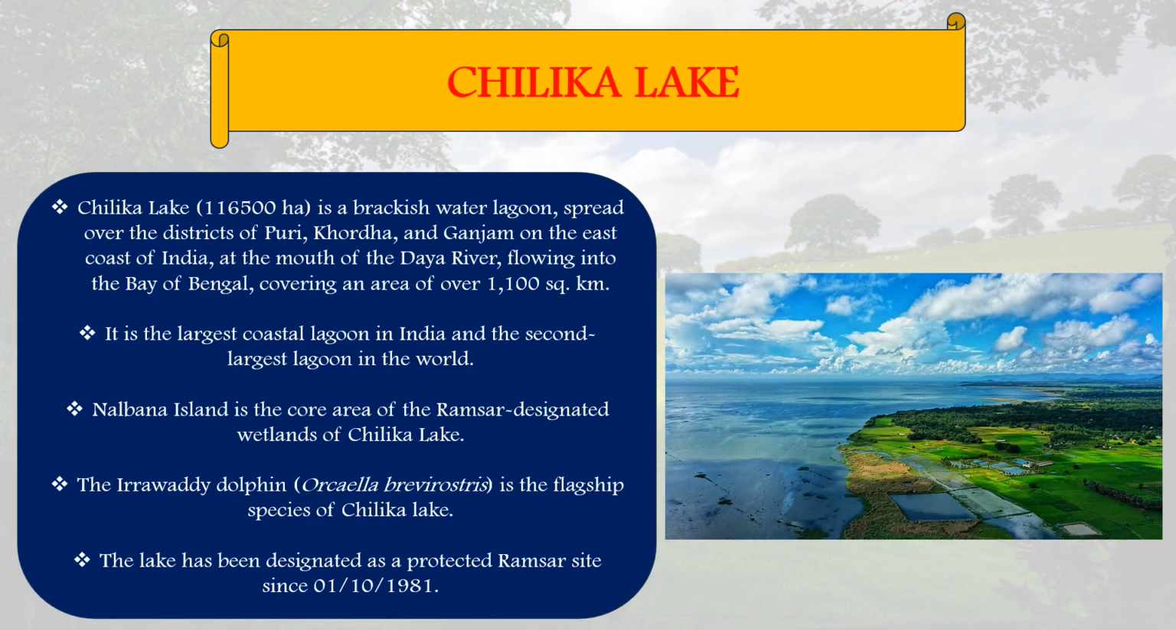Now, the next Ramsar site, Chilka Lake. Chilka Lake is covering an area of 116,500 hectares. It's a brackish water lagoon spread over the districts of Puri, Khorda, and Ganjam on the east coast of India, at the mouth of the Daya River flowing into the Bay of Bengal, covering the area of over 1,100 kilometers square. It's the largest coastal lagoon in India and the second largest lagoon in the world.